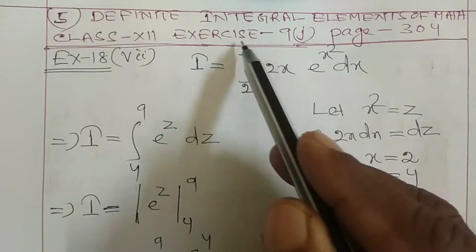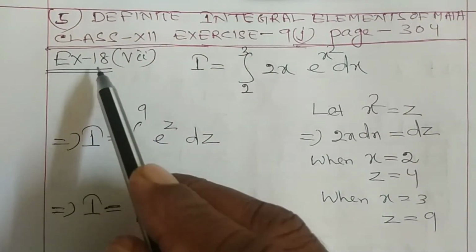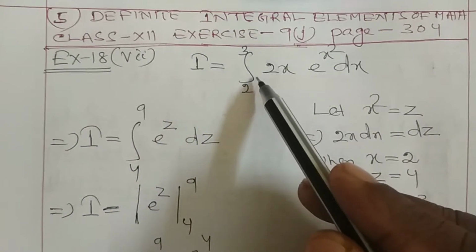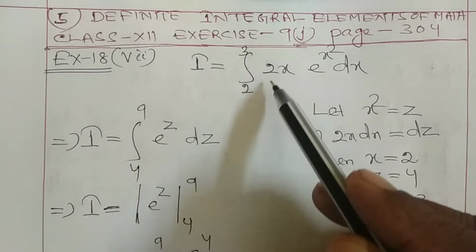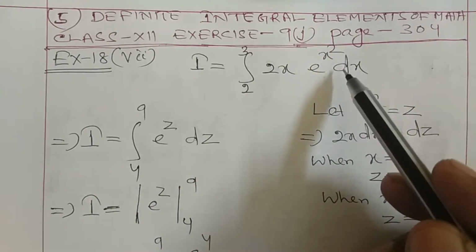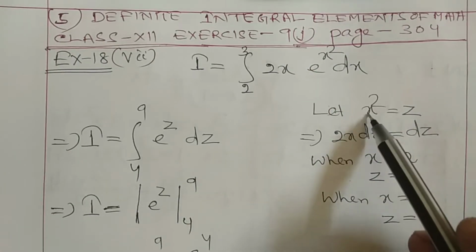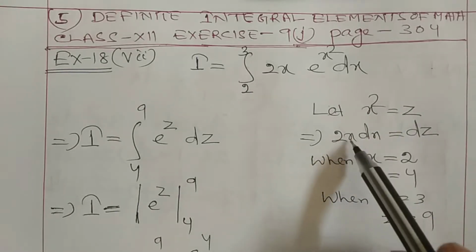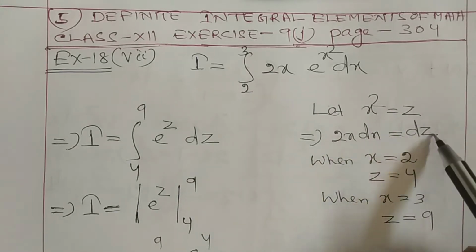In this video, we will discuss exercise 9J, example 18, part VII. Let I is equal to the integration from 2 to 3 of 2x e to the power x square dx. Let x square is equal to z. Differentiating both sides, we have 2x dx is equal to dz.